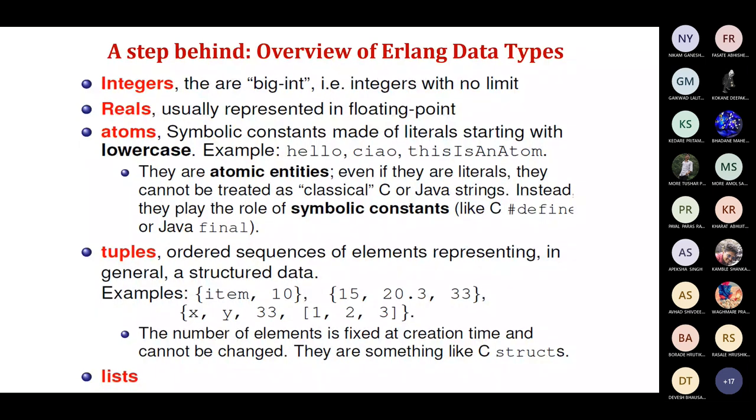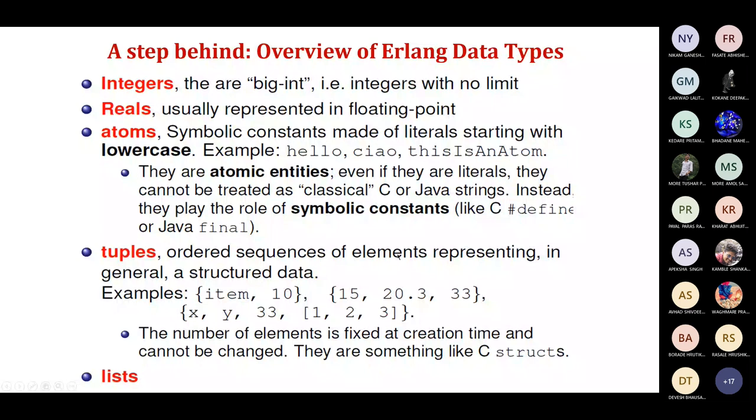They are made of literals which start with a lowercase letter. It has to begin with a lowercase letter. So these are atomic entities, and even if they are literals, they cannot be treated as classical C or Java strings. Right? So symbolic constants have a very different meaning in the case of Erlang.